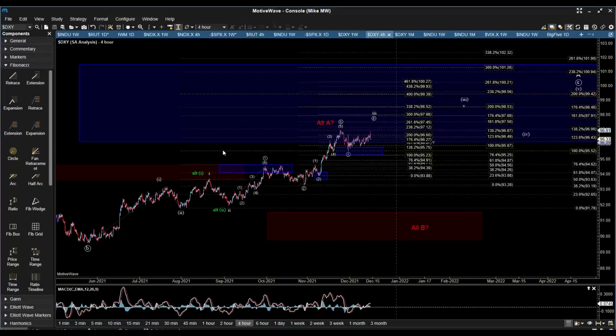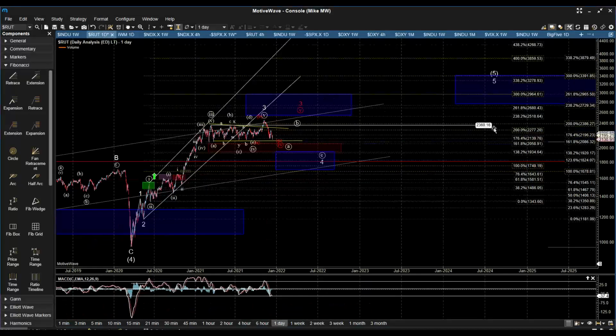All right, what was the standard target range for Russell? It's for wave 5, 2518 to 2964. That's the 238.2 to 300 extension of this wave 1, 2 here, because I'm counting this as a fourth. So 1, 2, 3 here, 4, and then 5. So 238.2 to 300 extended wave 3.